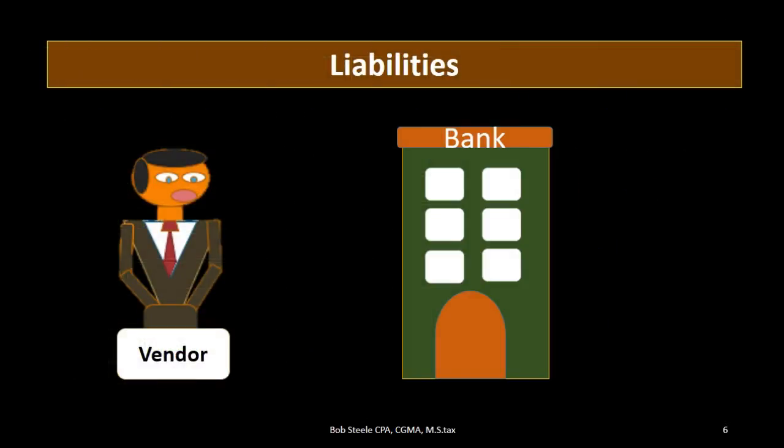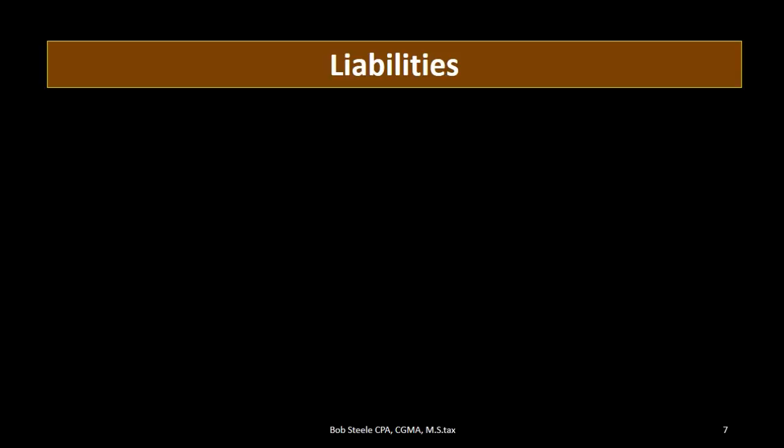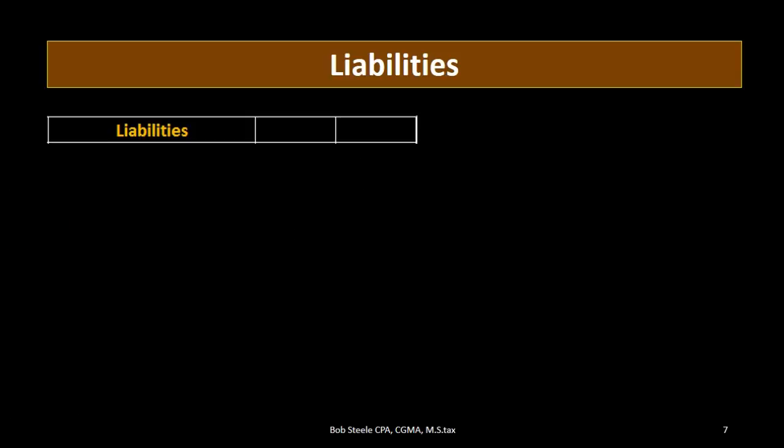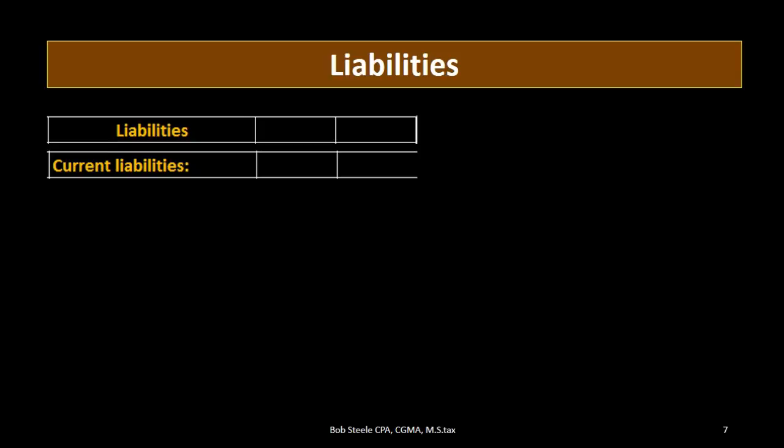Do the same thing. We owed the vendor. Let's say we owe the vendor $100 in this case. And let's say we owe the bank, in this case, $70,000 that we took out in terms of a loan. If we put those numbers into the liability section of our balance sheet, we would say that liabilities then, we're going to list liabilities. We're usually going to break those out as well to current liabilities. So those are going to be those that are due within a year. We'll talk more about that later.